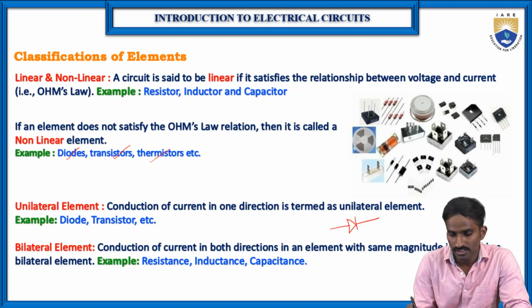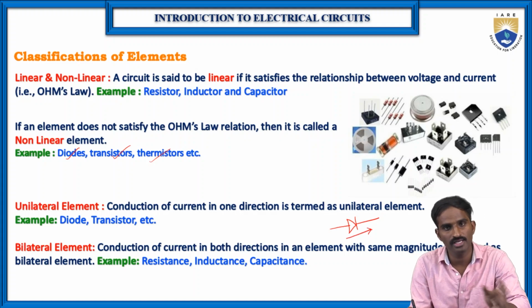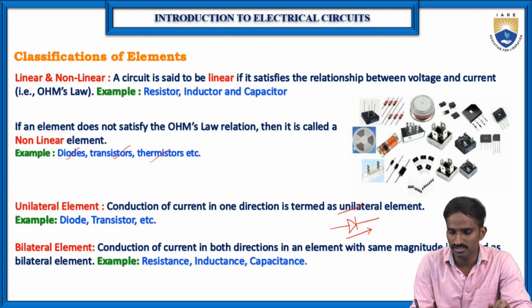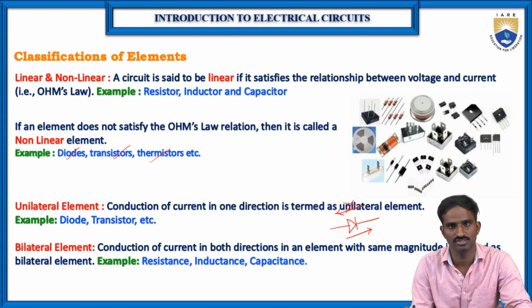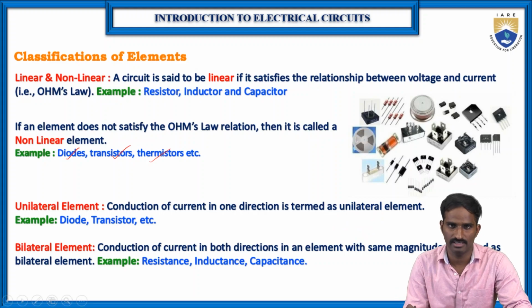Okay, so the diode will allow the current flow only in the forward direction, which means only in this direction. The diode will not allow the current flow in the reverse bias, which means it will not conduct in the reverse direction. So the current is allowed in only one direction. Those kinds of elements are called unilateral elements, and the best examples for these are the diode and the transistor.